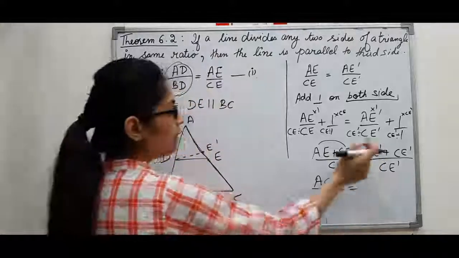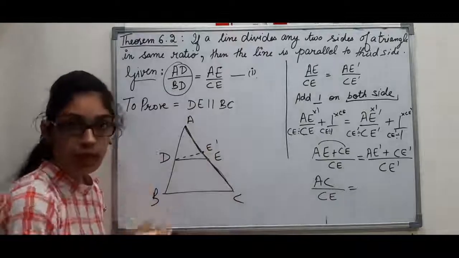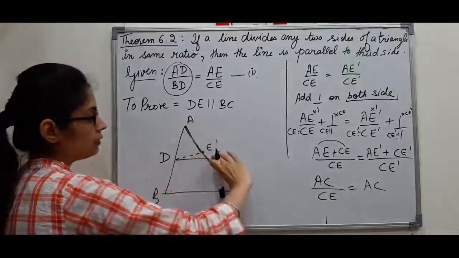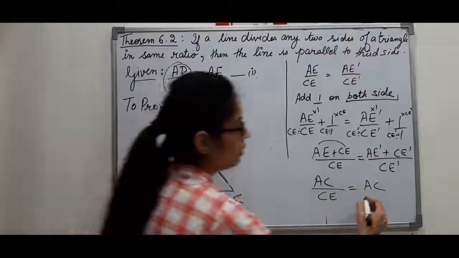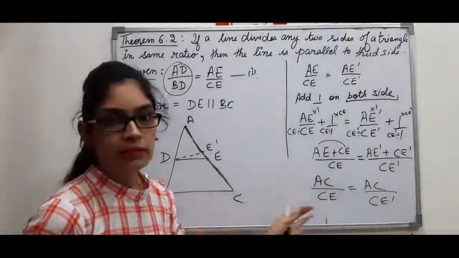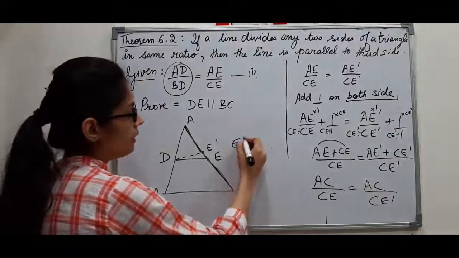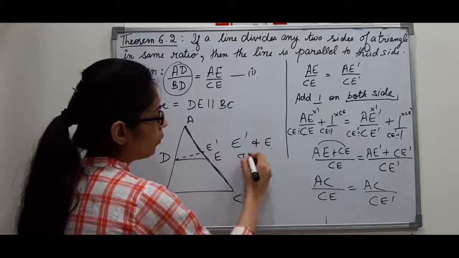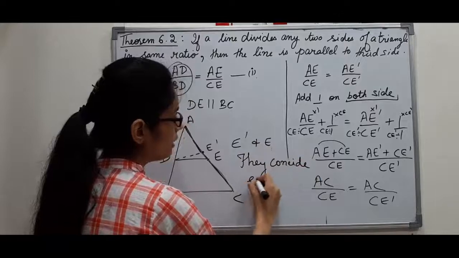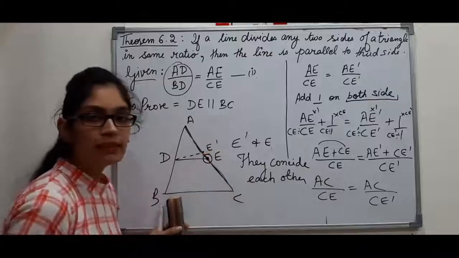I will write as it is. Now AE dash, this half line, and this half line, again when I am adding these two, I will get AC. You can see AE dash plus CE dash is equal to the full line AC. So I will get CE dash. Which means I am getting the same AC and AC on adding this, which means points E dash and E coincide with each other. Coincide means they lie on the same point.